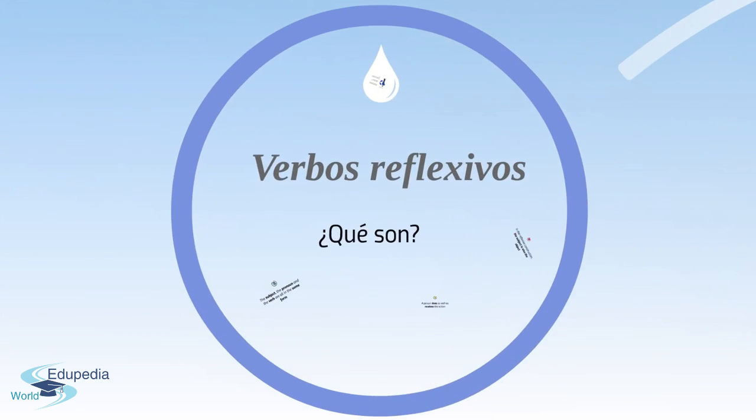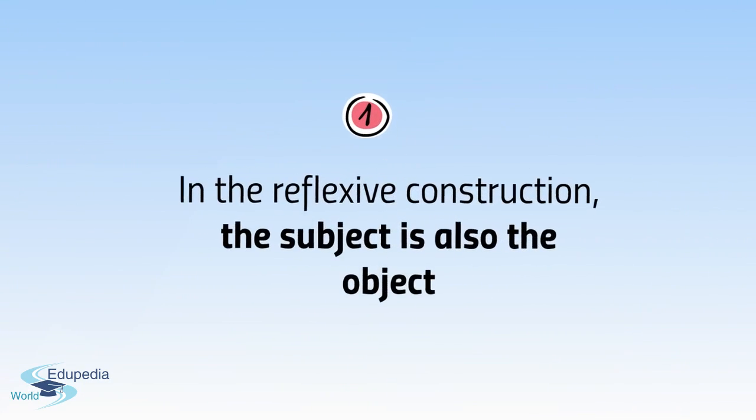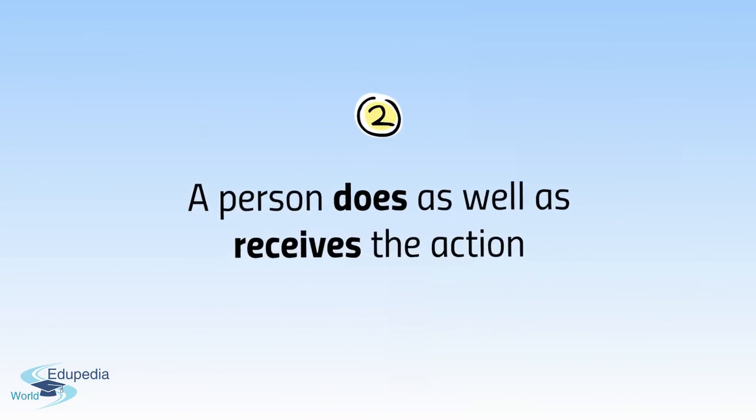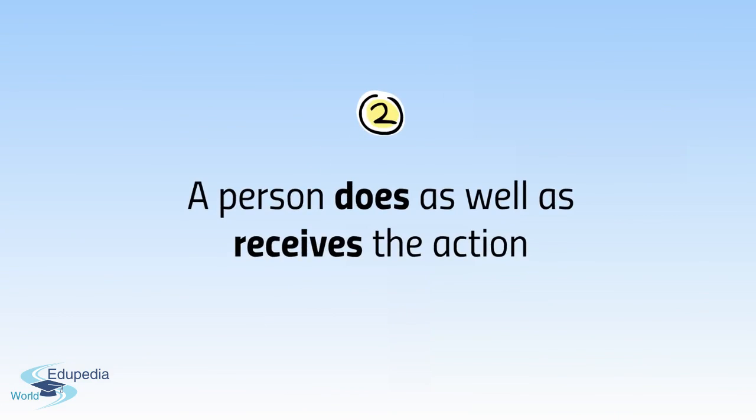¿Qué son los verbos reflexivos? What are the reflexive verbs? Well, first of all, in the reflexive construction, the subject is also the object. So, these kinds of verbs have the object and the subject together, and a person does as well as receives the action. For example, I am called, I call myself.